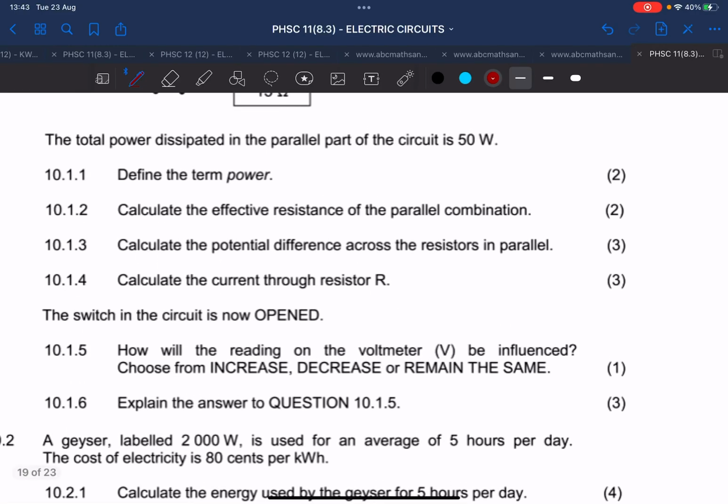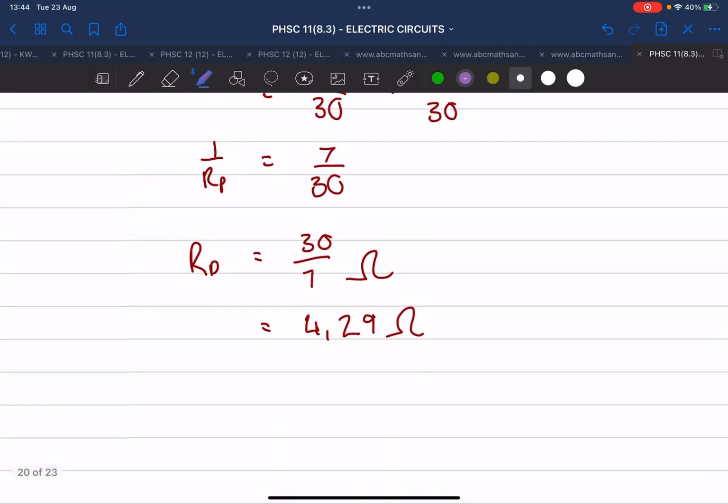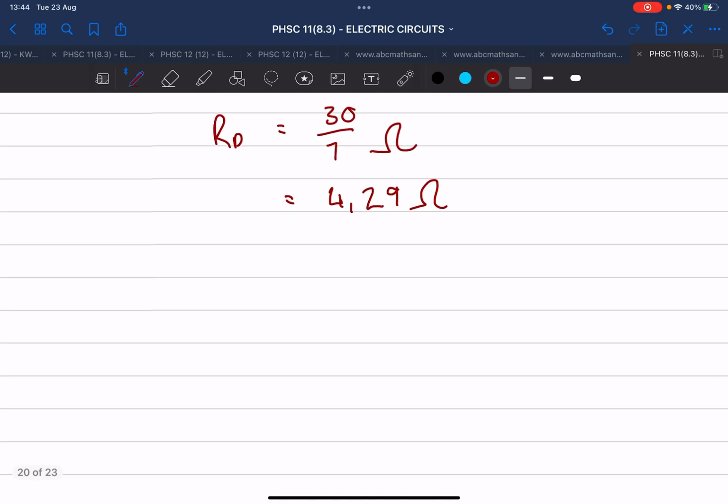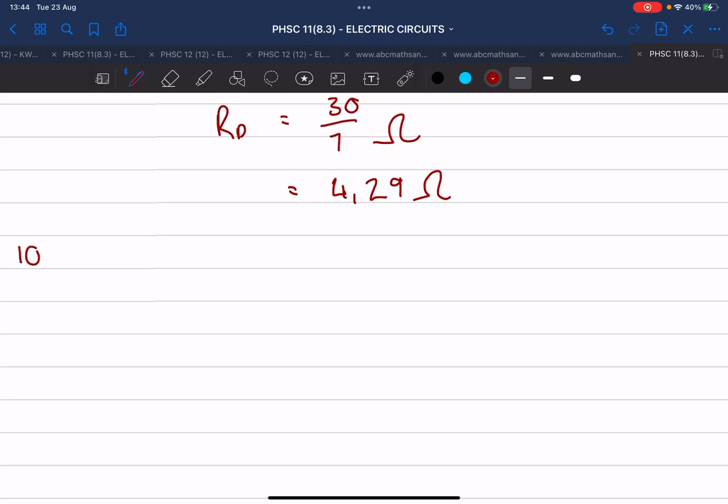Okay, then 10.1.3, they want to know what is the potential difference across the resistors in parallel. Okay, so what do they want? Yes, and that is VIRAP. Potential difference. What is potential difference? It's V.